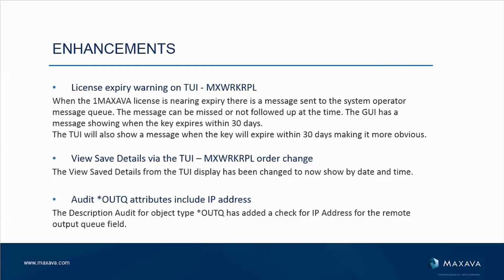Another enhancement in this PTF, license expiry warning from the MX Work RPL display. When the One Maxava license is nearing expiry, there will be a message sent to the system operator message queue. This can sometimes be missed or not followed up on. The GUI has always presented an expiration within 30 days. The MX Work RPL or TUI now has the ability to present that 30-day message as well.